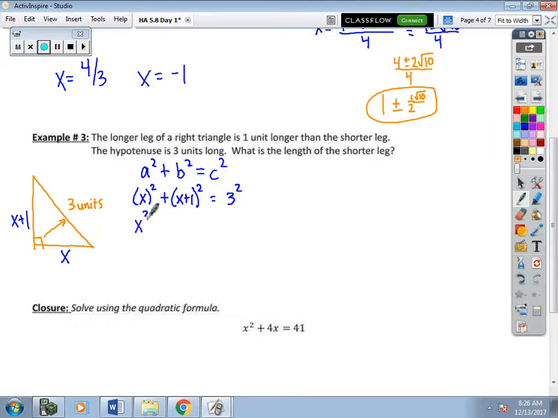Remember, x squared is just x squared, but for this one we'd have to expand this first to be x plus 1 times the quantity x plus 1, and then we'd have to FOIL it. So we get x squared plus 1x, which would be plus 2x, and then plus 1 equals 9. Combine our like terms. x squared plus x squared is 2x squared plus 2x plus 1 equals 9. And we would want to subtract 9 from both sides to get it in standard form.